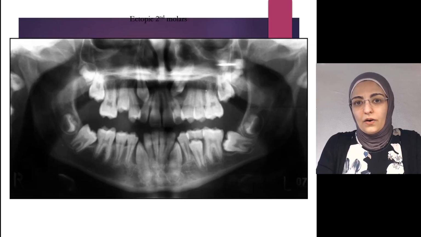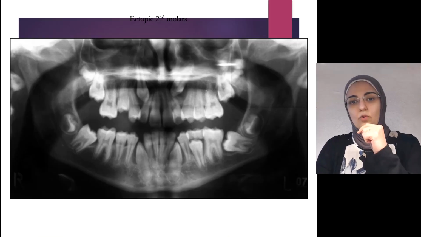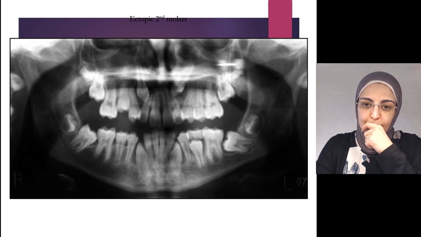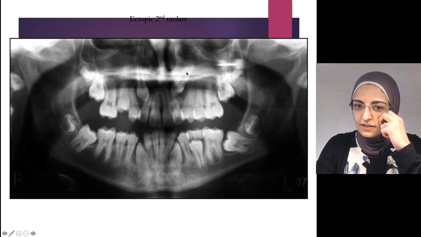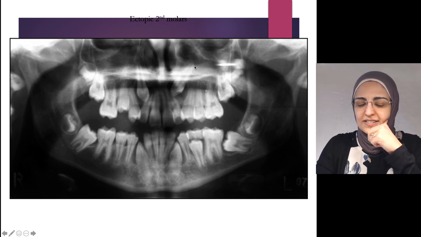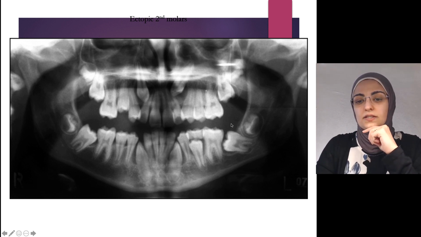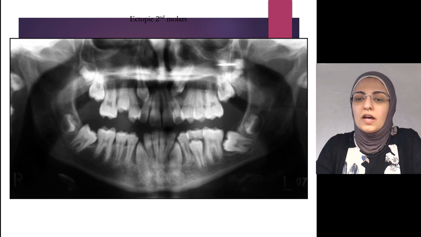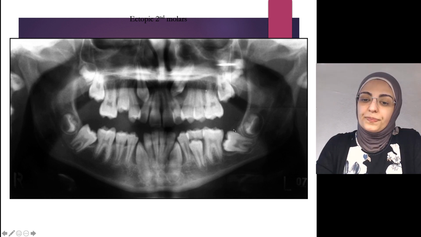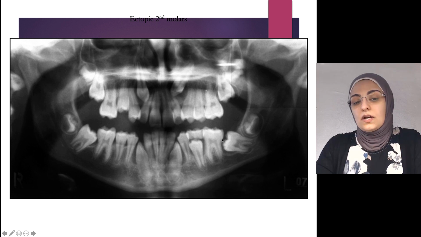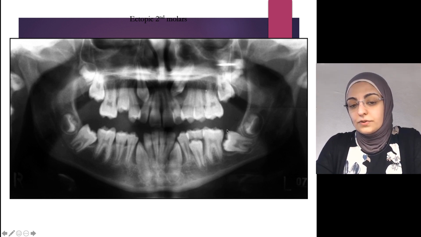Okay, now ectopic second molars. Apart from canines, I'm sure your eyes are looking at the canines. Yes, this patient has canine issues, but apart from that, she also has an ectopic second molar. And sometimes we see it as what we call posterior crowding, meaning there is the tooth being impacted or ectopic, and it doesn't erupt normally in the mouth.